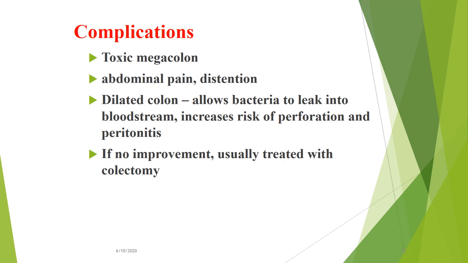What are the complications of inflammatory bowel disease? It might present with what we call toxic megacolon. The colon will be distended and easily ruptured, and it might lead to perforation and peritonitis, and the patient usually develops high-grade fever with an acute abdomen. It is usually a surgical emergency, and this patient needs a total colectomy.